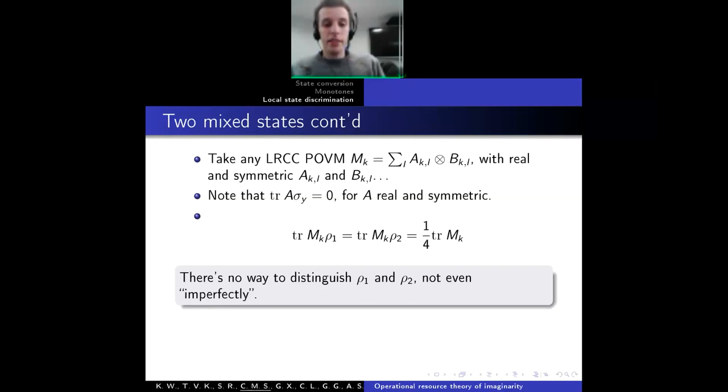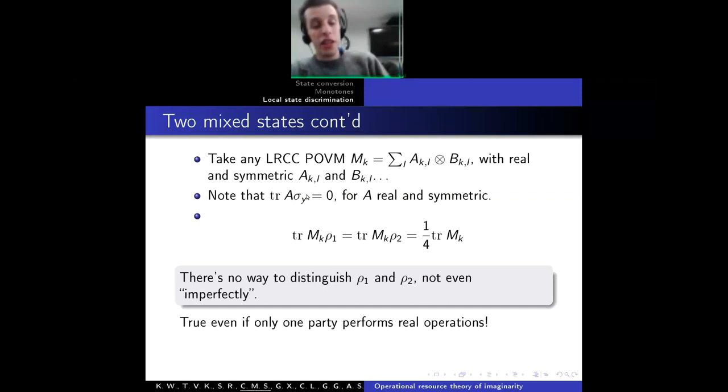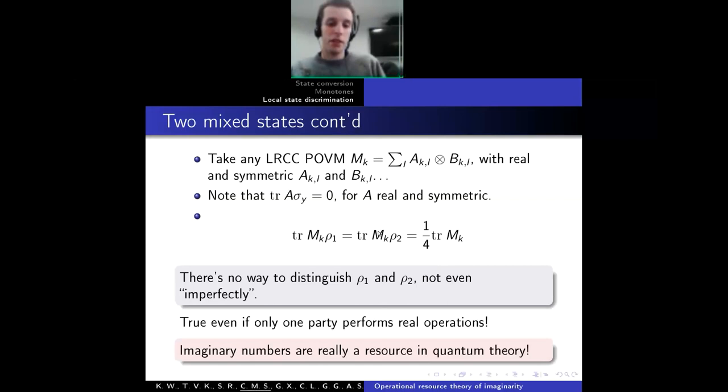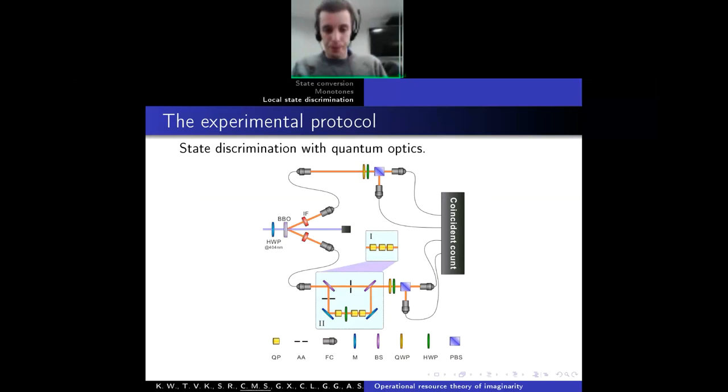And notice that this is even interesting, because it's enough that only one of the two parties is restricted to real measurements in order to make these two states indistinguishable, because it's just the fact that the trace of A times sigma y is equal to zero. So in other words, you see that having access to imaginary numbers in the form of sigma y in this case really allows us to discriminate between states that otherwise wouldn't be possible. So discriminate these two states locally, I should add. Right, so in this sense, you see that imaginary numbers are a resource, and they're not just something that is there because it's convenient from a mathematical point of view, but something that really matters from a practical point of view.